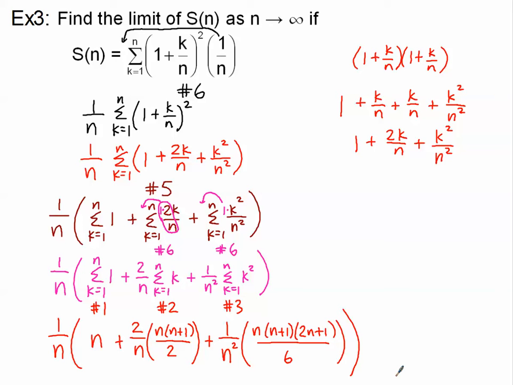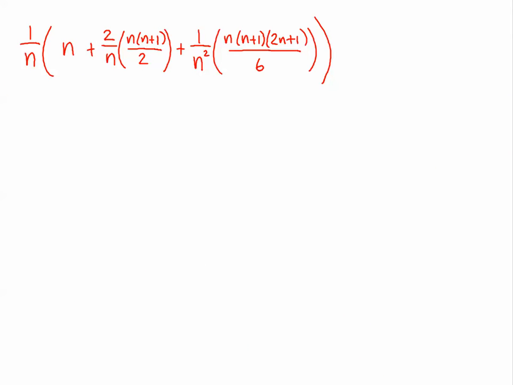So I am running out of room here. I'm going to move on to the next page, and here it is, rewritten. So I did get rid of all of my sigma notations, so therefore there are no variables left. The k is all gone. This is all just n.